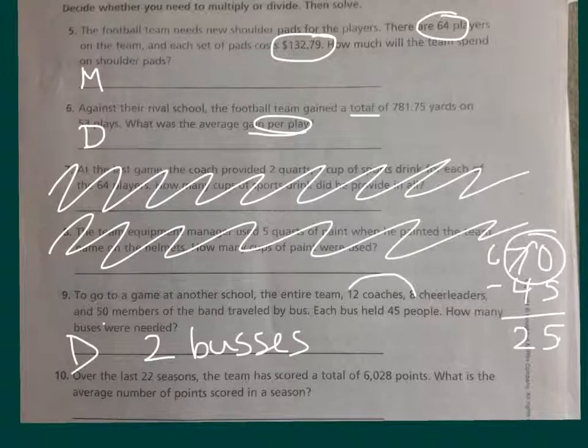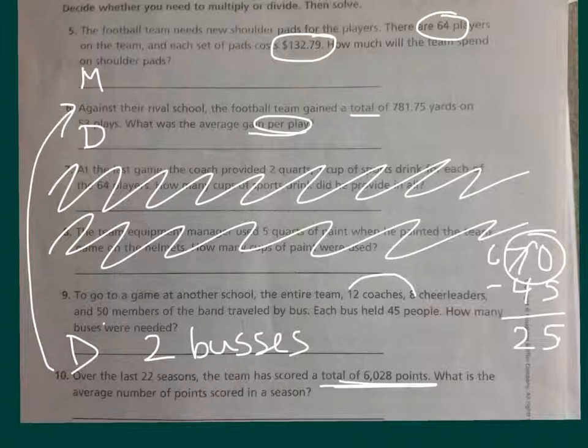And then on number 10 it says, over the last 22 seasons, the team scored a total of 6,028 points. What was the average number of points scored in a season? This is just like number 6, where you have the total and you're looking at the average of each season. So we're going to take 6,028 and divide it by 22.